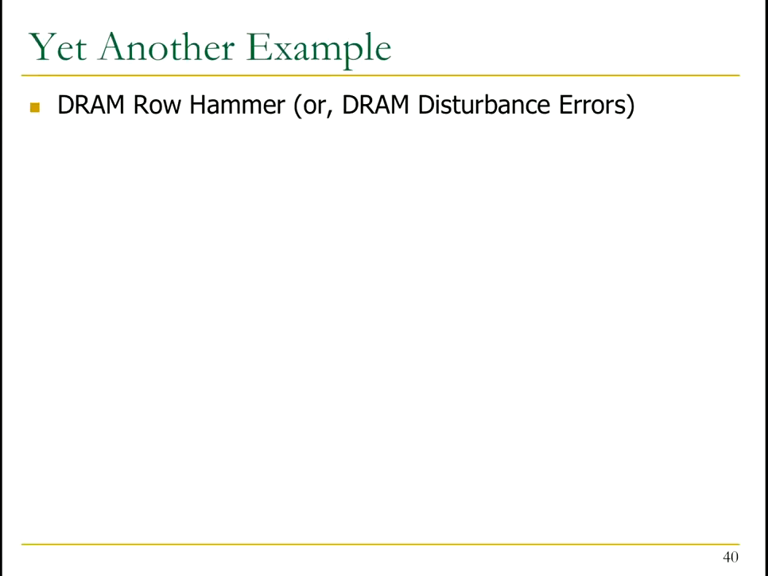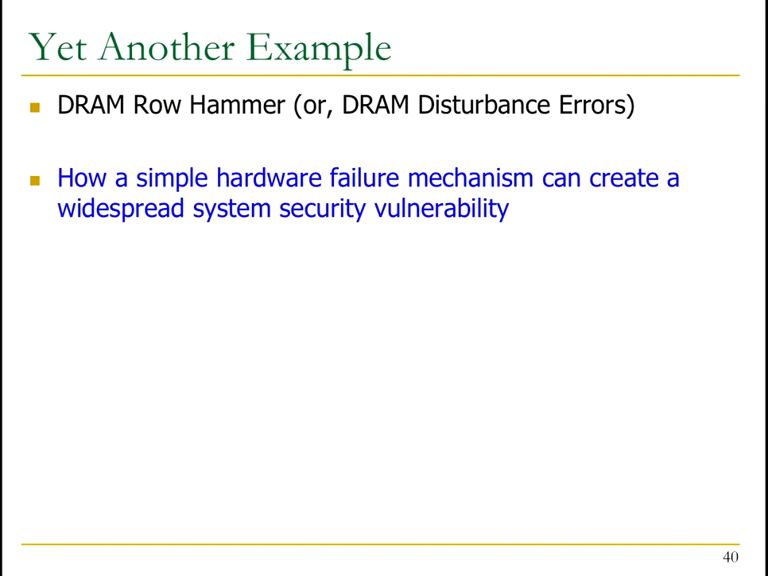Has anybody heard of DRAM RowHammer? Only one of you? Oh, it's not that famous yet, huh? Maybe somebody's hammering your computer now, so you should be careful. Okay, I'll cover this because I think this is really fascinating and fun. Potentially even more fascinating than what we've discussed so far. But basically, this is an example of how a simple hardware failure mechanism can create a widespread system security vulnerability. A bit flip that happens in your memory affects everything else in system security.